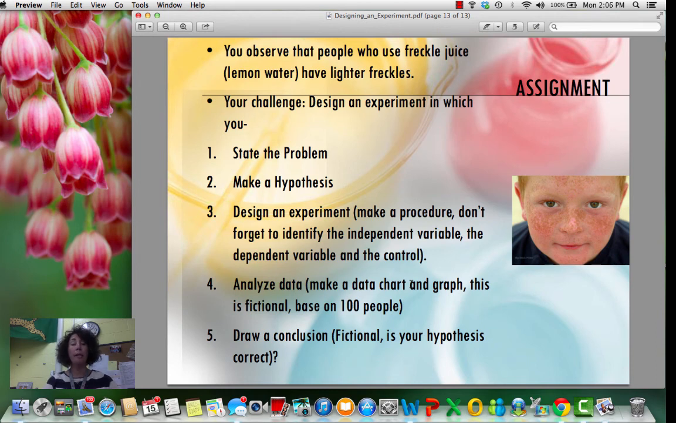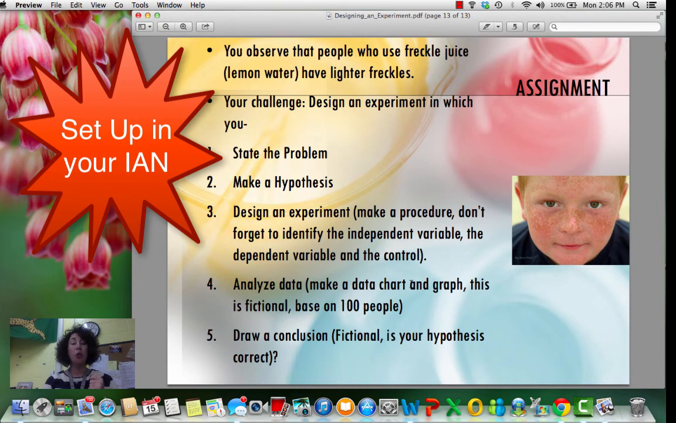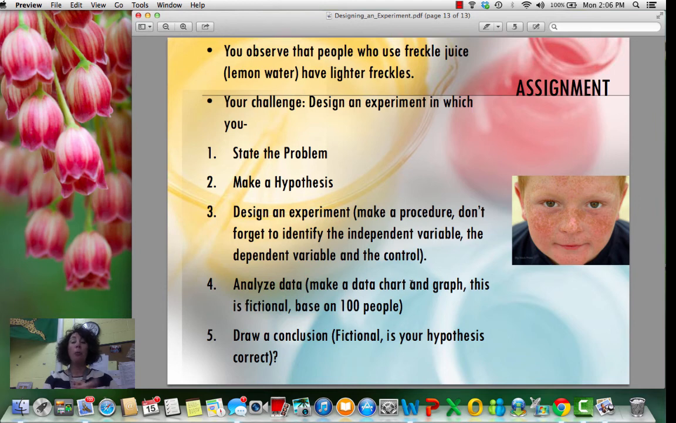Okay, I want you to go ahead and set up your left-hand side. We are going to create an experiment. Our problem, you observe that people who use freckle juice have lighter freckles. So your challenge is to design an experiment. I want you to state the problem. I want you to make a hypothesis. I want you to design an experiment. You are making a procedure. Don't forget that you need to be clear about your independent and your dependent variables and your control.